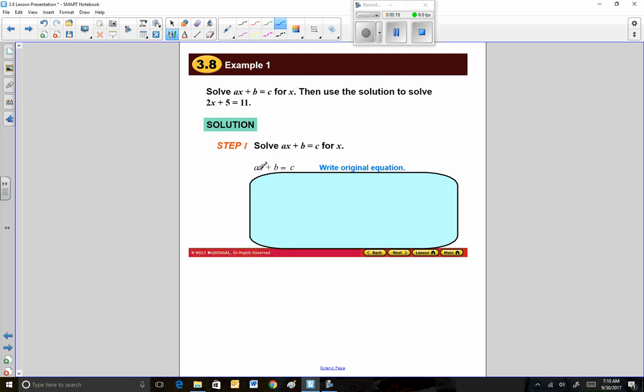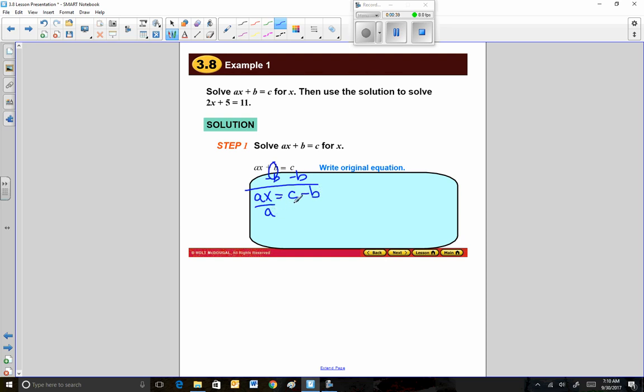It says ax, so this is where my variable is. I need to get rid of the plus b so I can start to work towards getting x by itself. The opposite of add b is minus b. That makes it a 0 minus b on that side also. So we have ax equals c minus b.